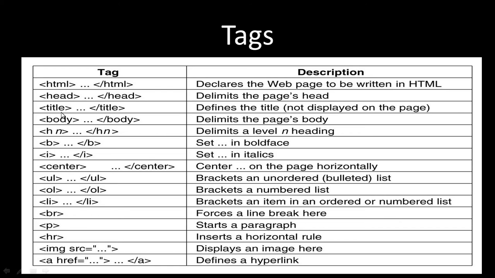You can see every tag has a closing. And how do you close the tag? By using a slash. If you want to align the text in the center, then you have to use the center tag. UL is for an unordered list. OL is for an ordered list. So these are some of the tags. BR to break the line, P for paragraph, and HR if you want to insert a horizontal line. So the HR tag will be used.